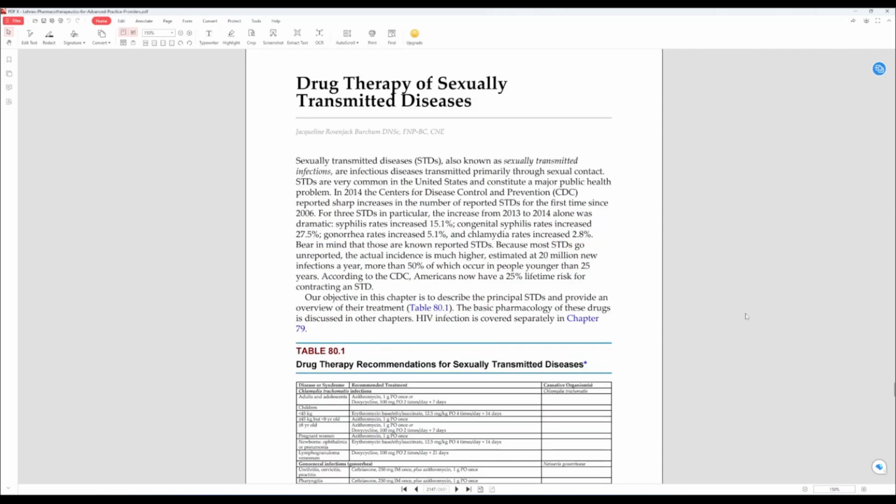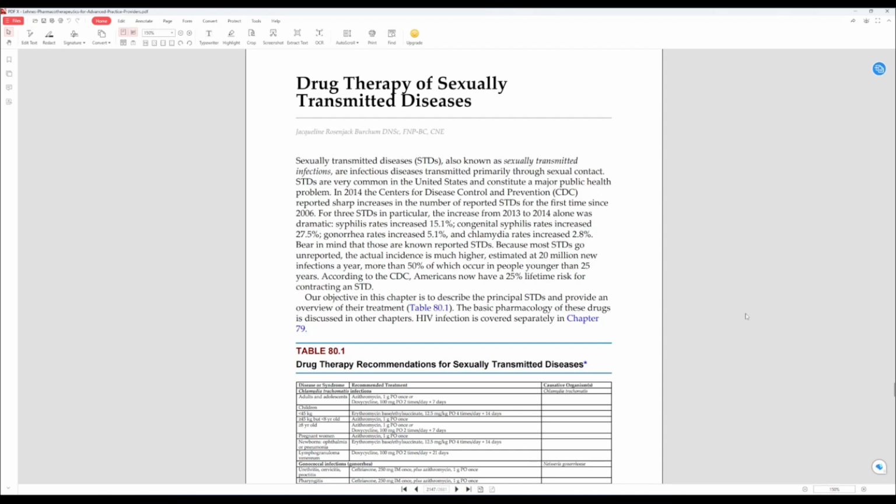So, sexually transmitted diseases, or STDs, also known as sexually transmitted infections, or STIs, are infectious diseases transmitted primarily through sexual contact. STDs or STIs are very common in the United States and constitute a major public health problem. In 2014, the CDC reported a sharp increase in the number of reported STIs for the first time since 2006.